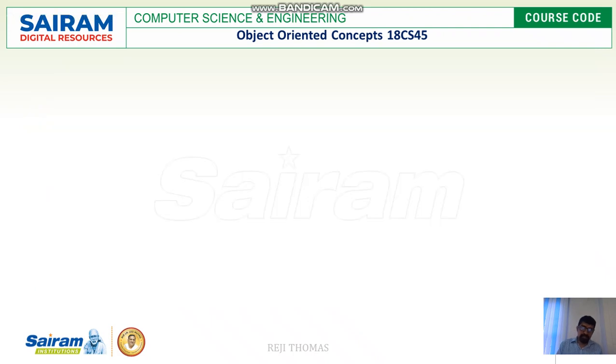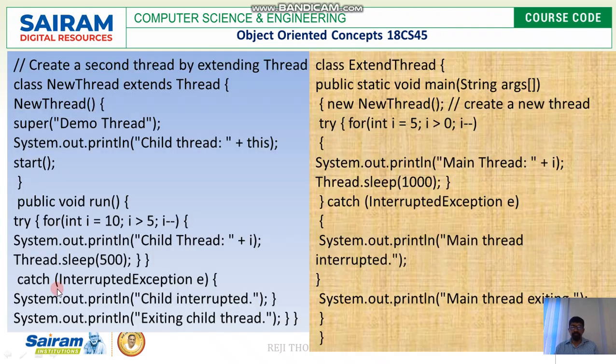Now let us see another example. So this is another example where we have taken two classes. One is extend Thread, and the first one is new Thread. So we have taken two classes. Look at the next statement. So we can find new Thread. So this is what we are going to create. We are going to call the constructor of the other class. And what is this going to do? This is going to create a thread.